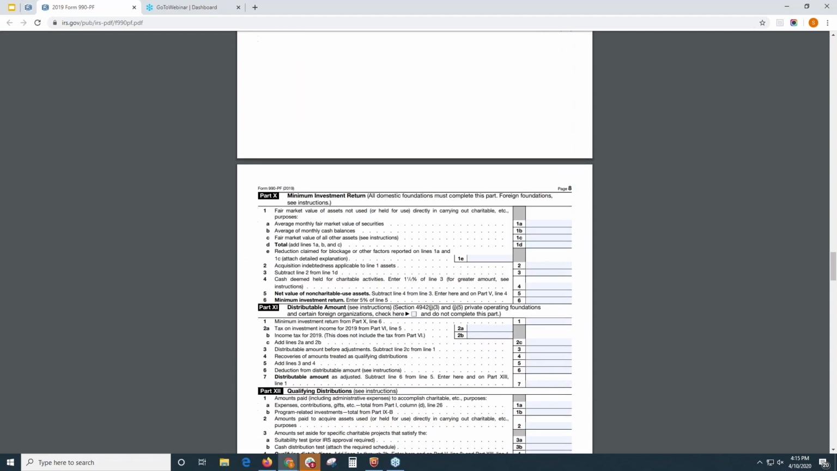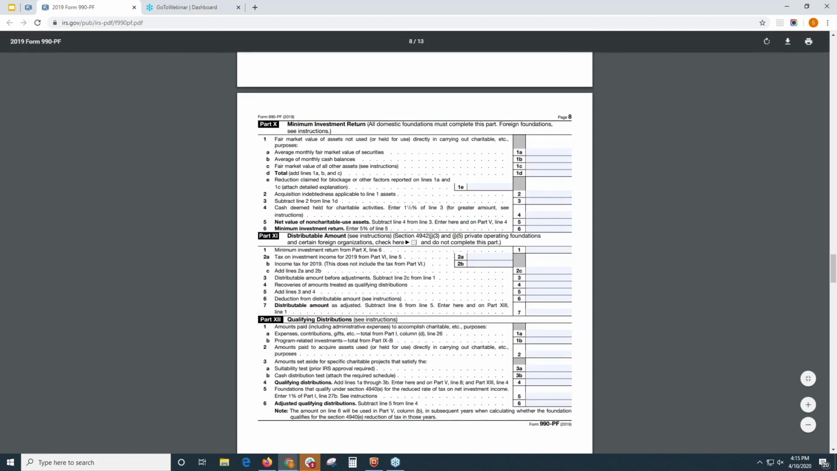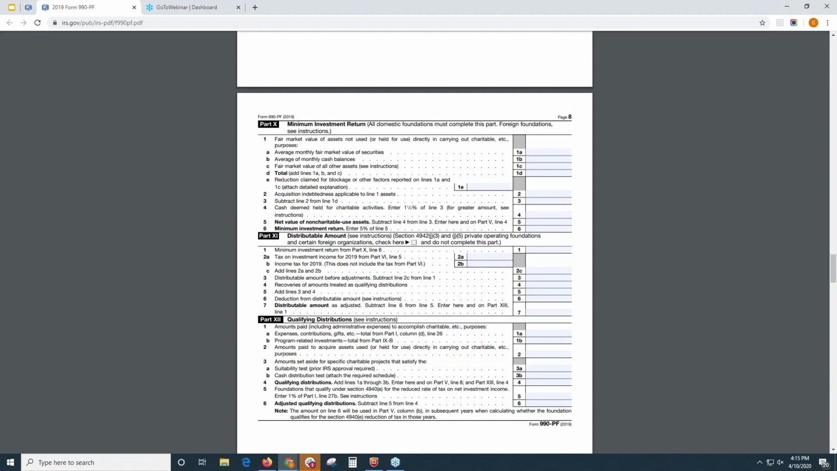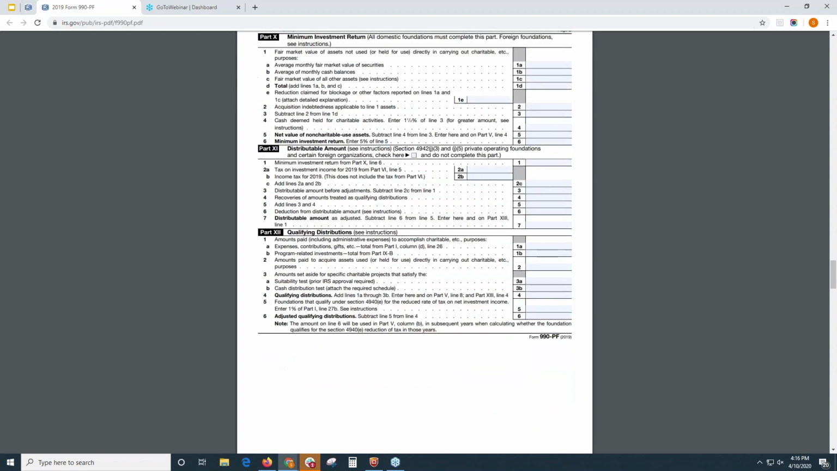So we're going to continue down to Part 10. Part 10 is the minimum investment return. All domestic foundations must complete this part. This section is used to report the fair market values, monthly cash balances, and cash deemed held for charitable activities, as well as other information. And all that's reported there in Part 10.